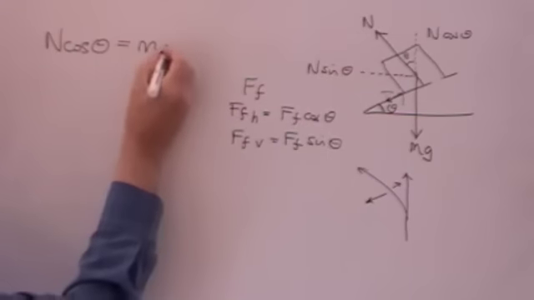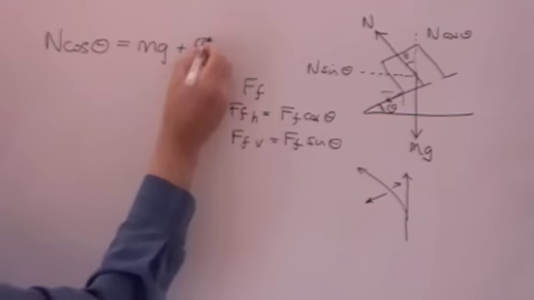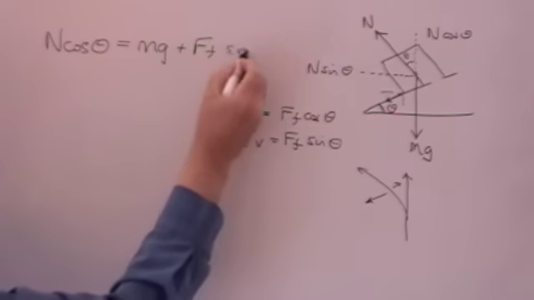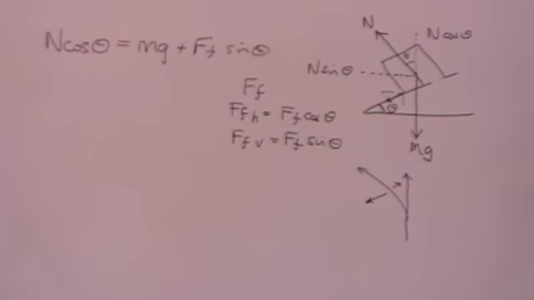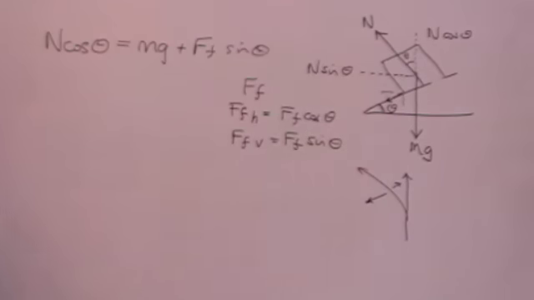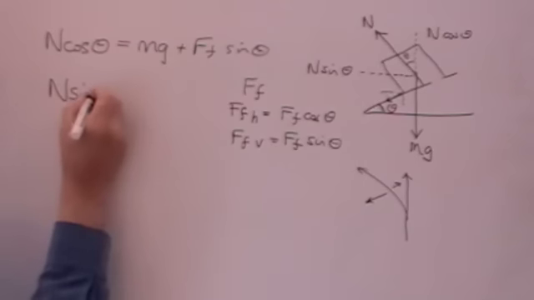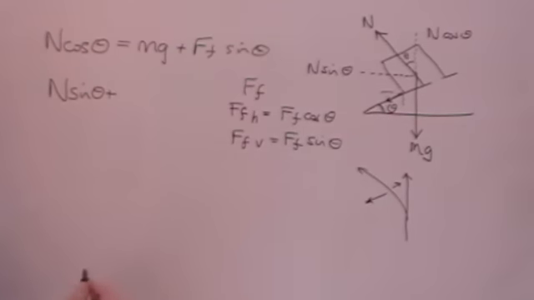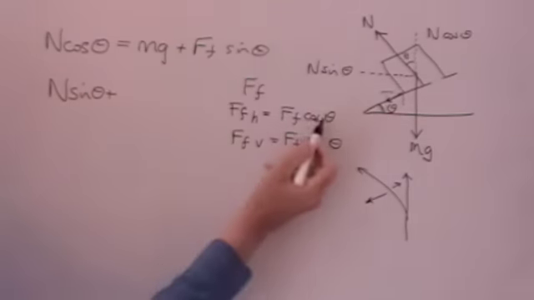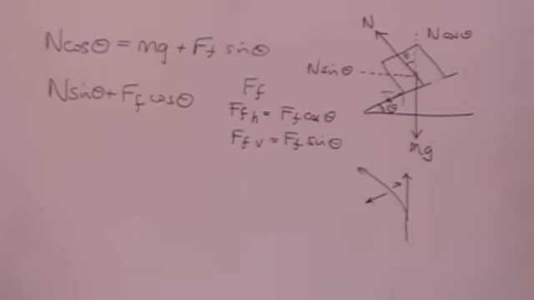We've got mg, which is what we had before, but we've also now got the vertical frictional force, which is Ff sine theta. We've also got now horizontal forces, and again we've got two. We've got this force plus the horizontal frictional force. So now we've got that N sine theta plus the frictional force, which is acting in the same direction, the horizontal one, which is Ff cosine theta. That is going to be the force which provides the centripetal acceleration.